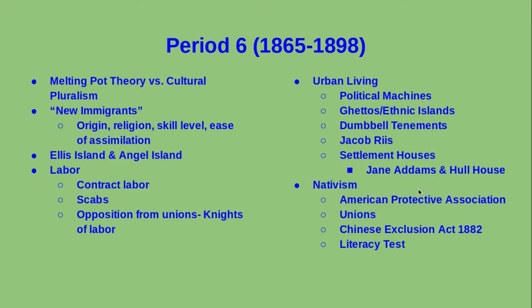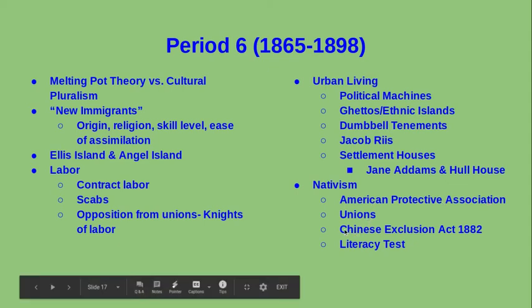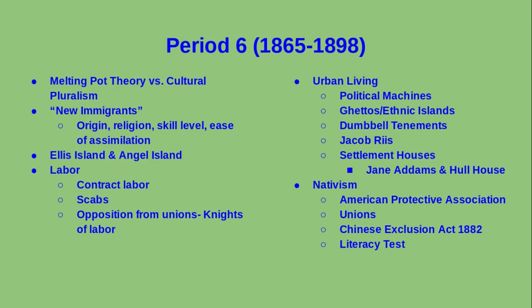Examples of nativism from period 6. The American Protective Association was the Gilded Age version of the Know-Nothings. Unions like the Knights of Labor. Passage of the Chinese Exclusion Act. The literacy test. In the 1890s, members of Congress tried to pass a literacy test, and it was vetoed by President Grover Cleveland.